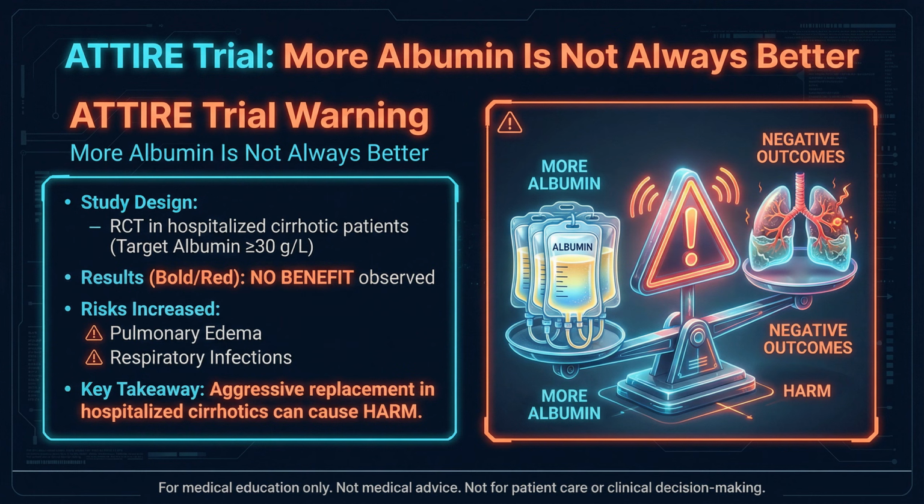Now for a word of caution. It's easy to think that if some albumin is good, more must be better. The recent ATTIRE trial showed us this is not the case. In this study, hospitalized cirrhotic patients who received daily albumin infusions to maintain a target level actually had no benefit and experienced increased risks, including pulmonary edema and respiratory infections. The key takeaway is that aggressive, routine albumin replacement in hospitalized cirrhotics can cause harm.